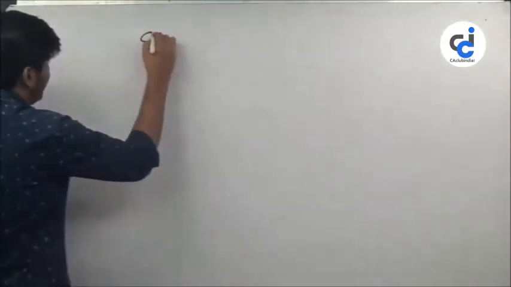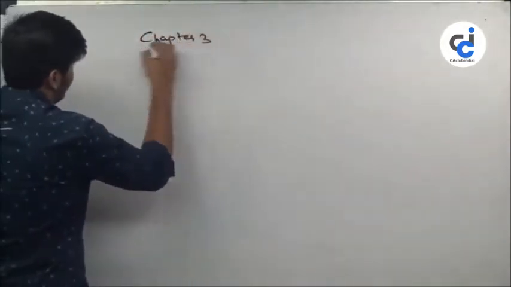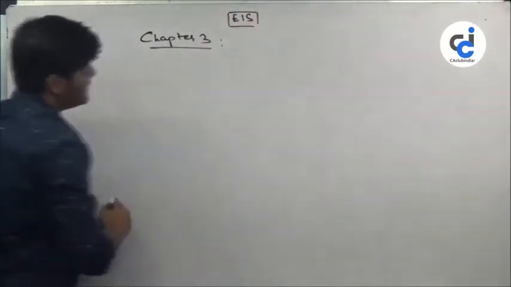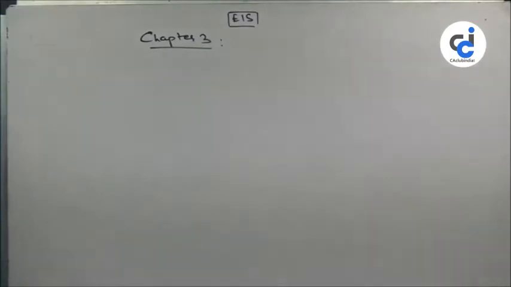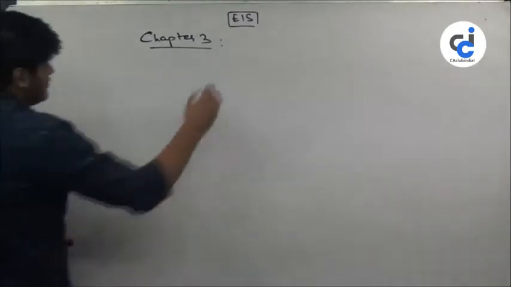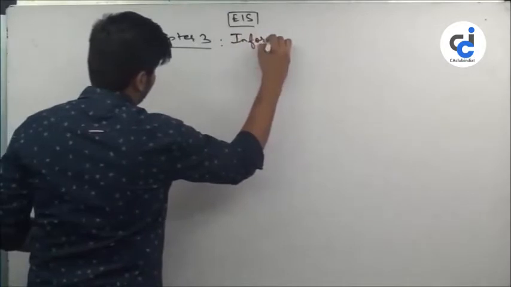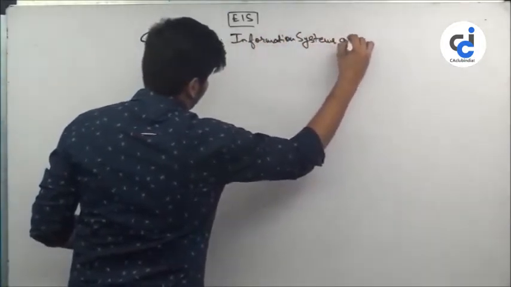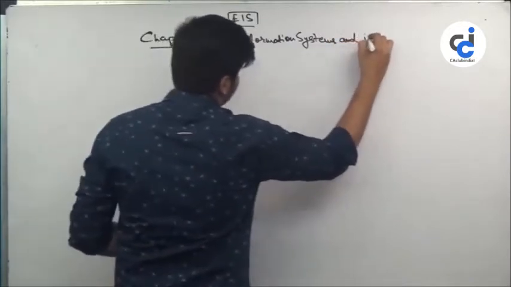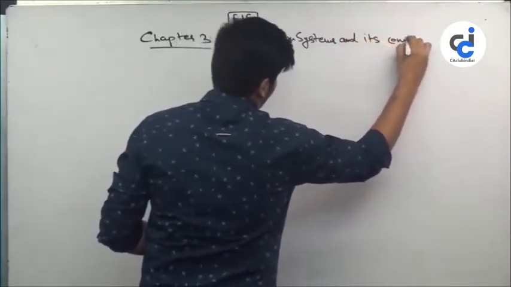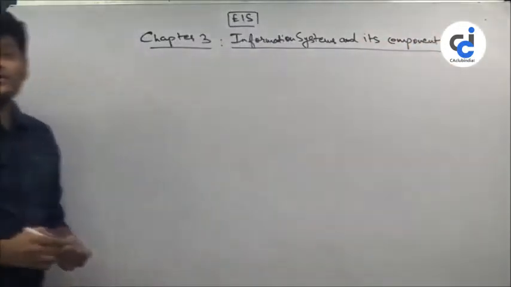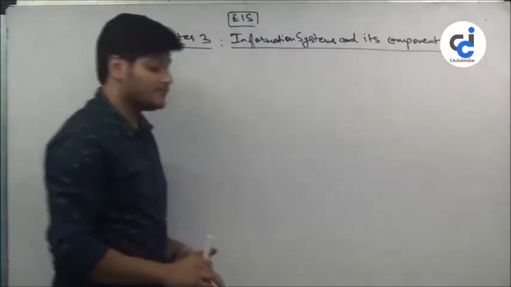So today we'll be starting with chapter 3. We are in EIS, Enterprise Information System. We'll be starting with chapter 3, whose heading can be written as Information Systems and its components. So, information systems and its components.